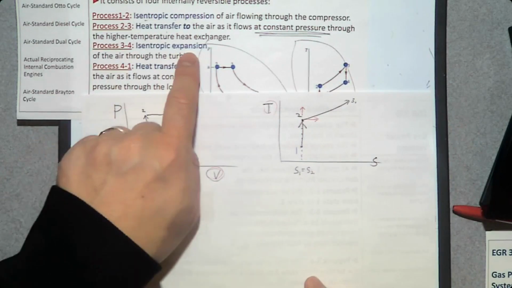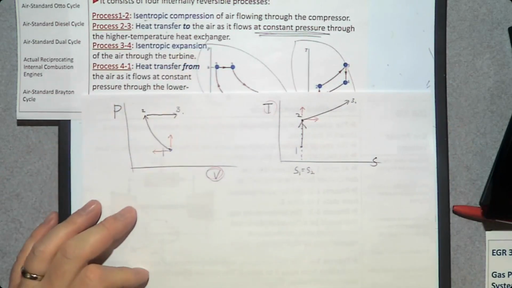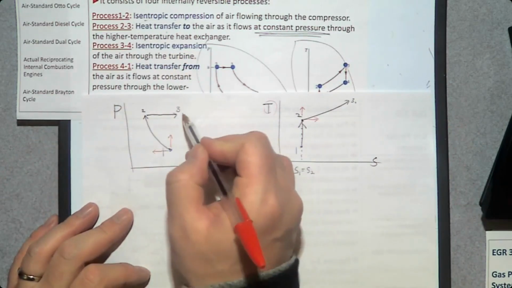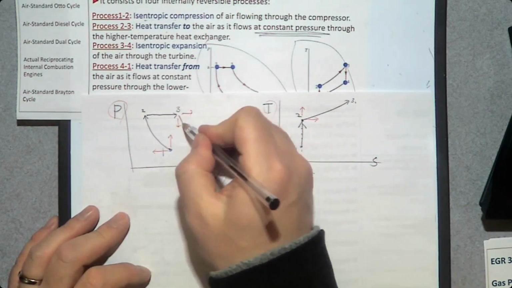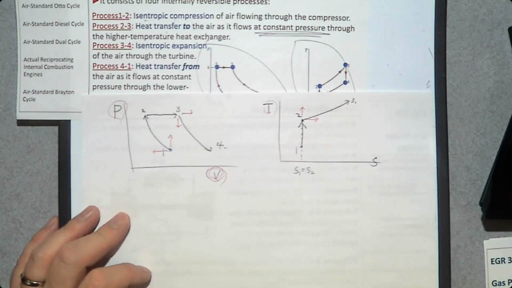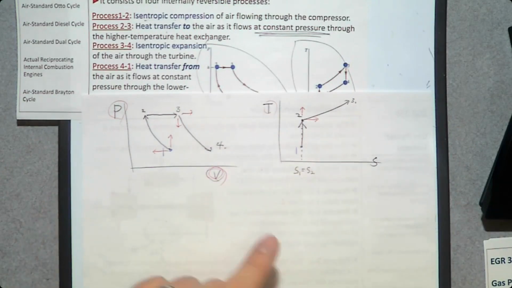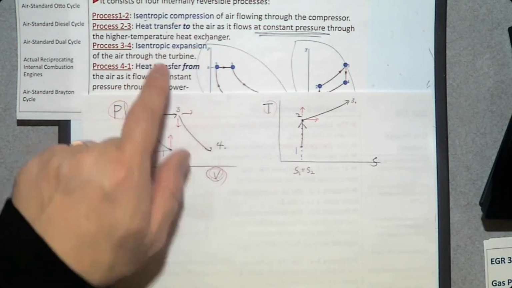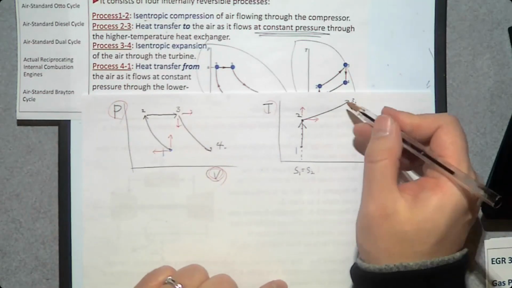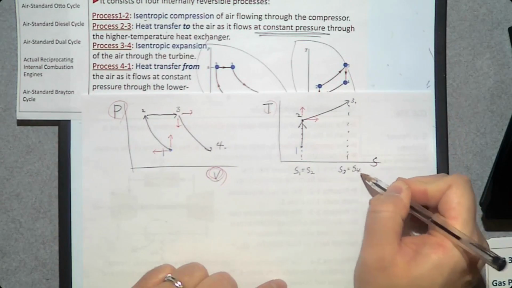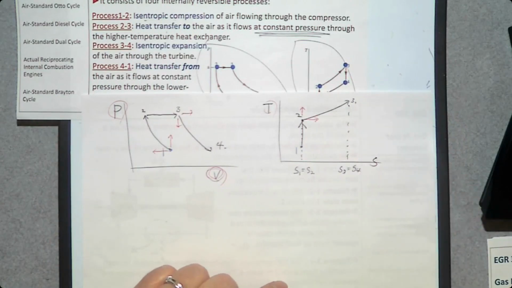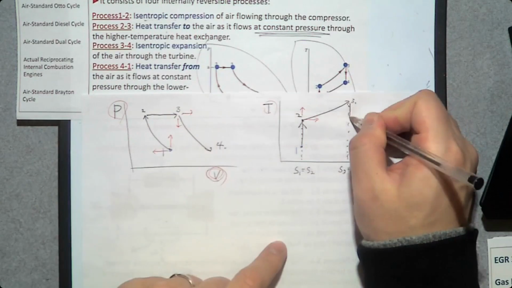And then isentropic expansion. So this is an expansion process. Volume goes up, pressure goes down. So this way, number 4. And what about TS diagram? It's an isentropic expansion. It's an isentropic process. Entropy S remains constant. And it's an expansion process, therefore temperature goes down.